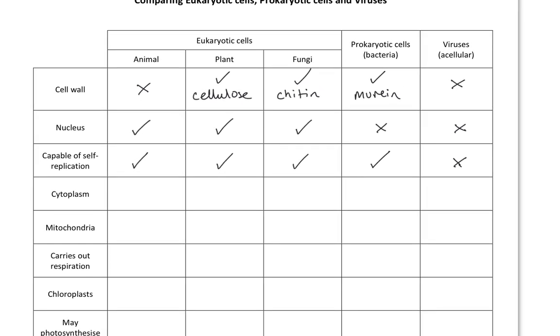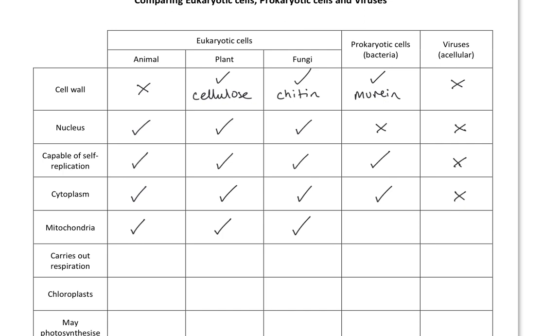Cytoplasm, all cells have cytoplasm. Animal cells, plant cells, fungal cells, bacteria. Viruses are not cells, they don't have cytoplasm. Mitochondria: animal cells, yes, they have mitochondria. Red blood cells don't. Plant cells have mitochondria. Xylem cells don't because they're dead. Fungal cells have mitochondria. So all the eukaryotic cells are renowned for having mitochondria, and the more you have, the more energy you can transfer.